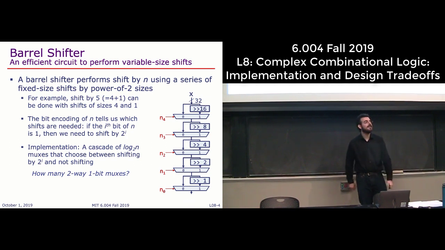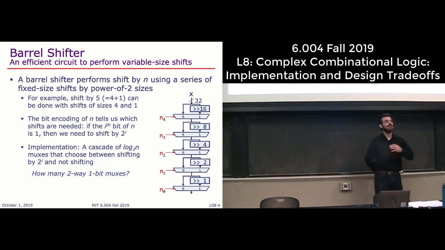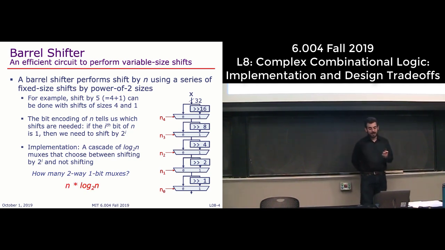How many do we have? Anybody? How many muxes are there here? 5. And in general, if we were doing n-bit values, we would need log n, or log base 2 of n, muxes, because our selection variable would have log2 n bits, right? So in general, this is n log n.